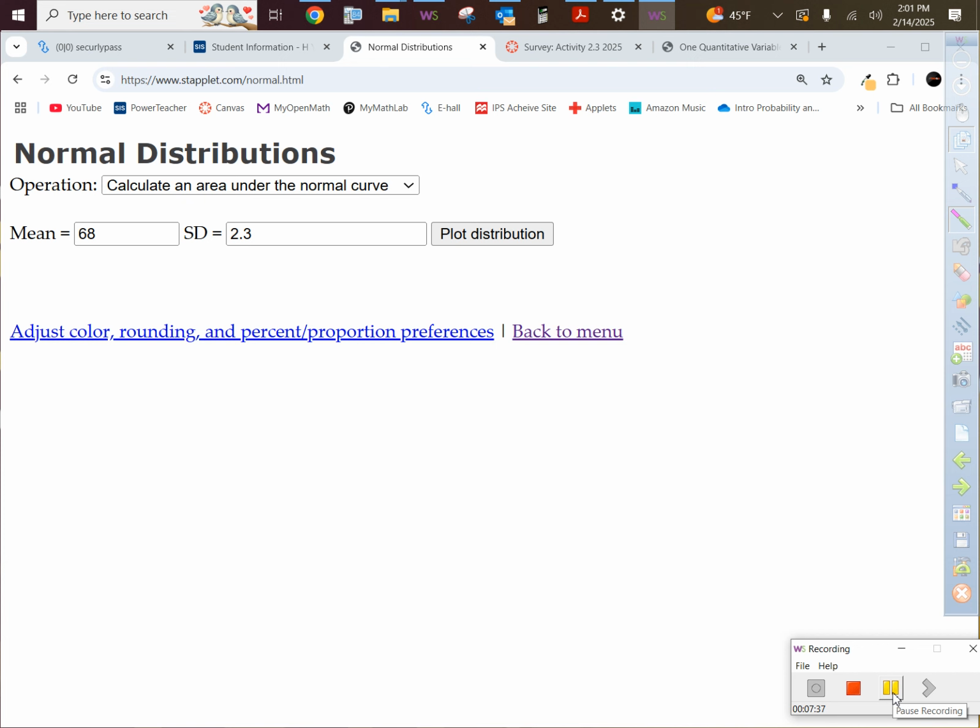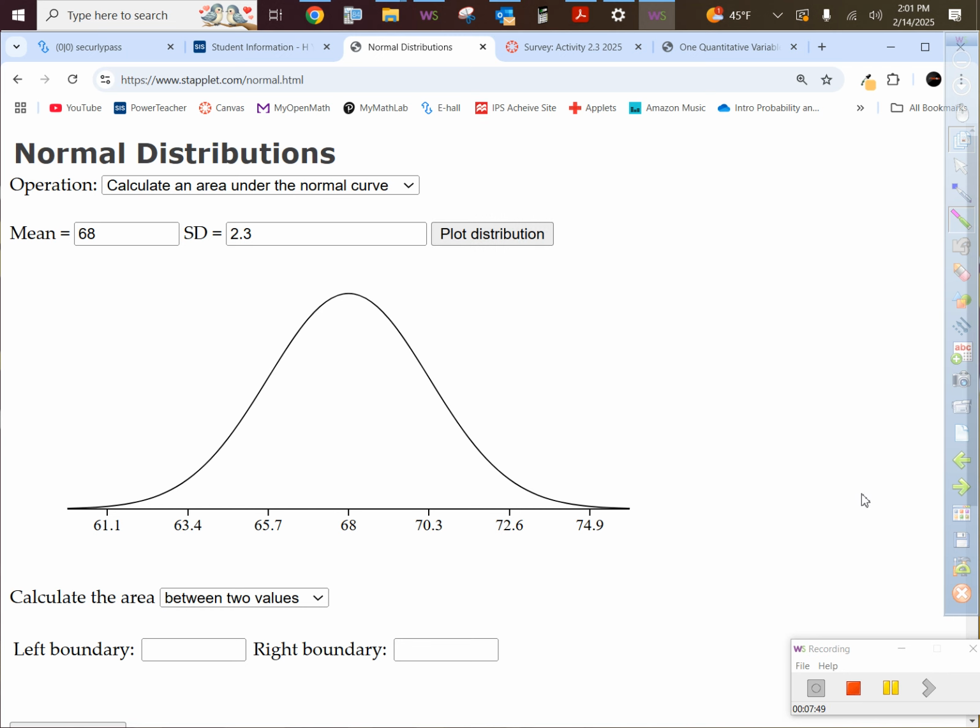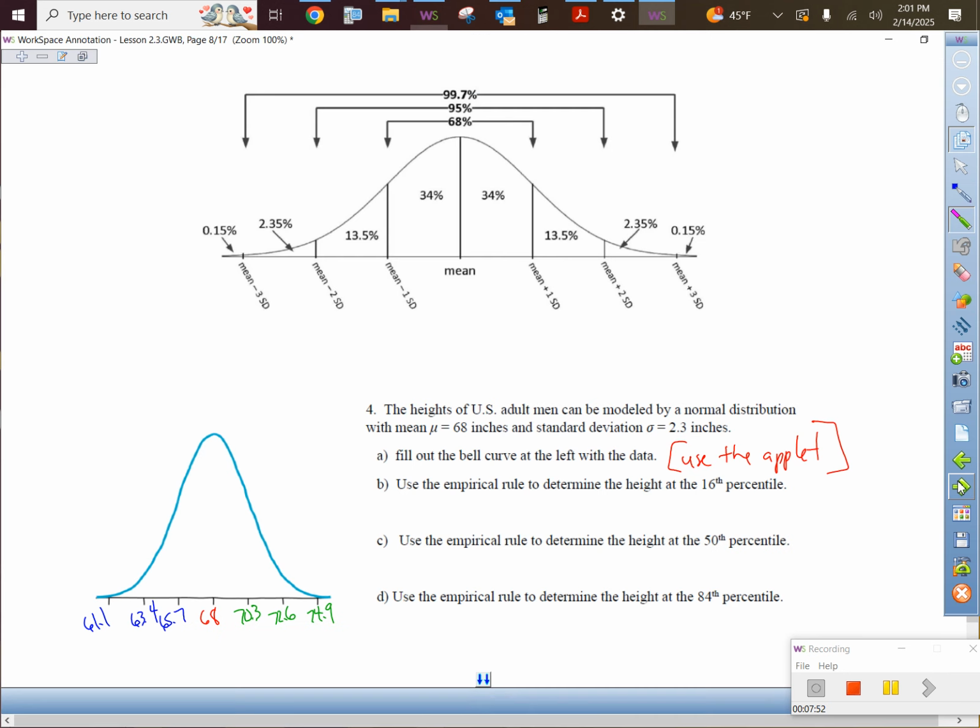So I went back to this, and I put my mean of 68 in and my standard deviation of 2.3 in, and I just hit plot distribution. And there they are. You just got to copy them to your worksheets. So I put them all down in that little spot right there.